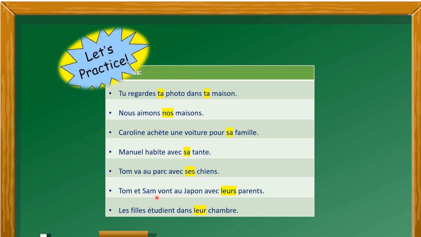Tom et Sam vont au Japon avec leurs parents. Tom and Sam are going to Japan with their parents. They both are going with their parents. Les filles étudient dans leur chambre. The girls are studying in their room. I have not written here chambres, plural. If I would have written plural here, then I would have made it leurs here.